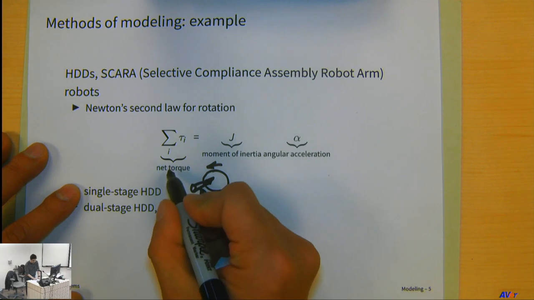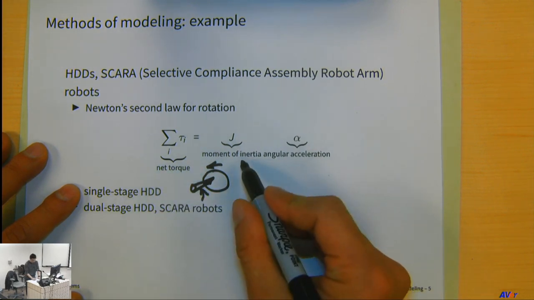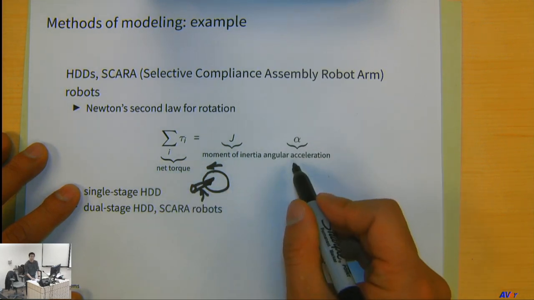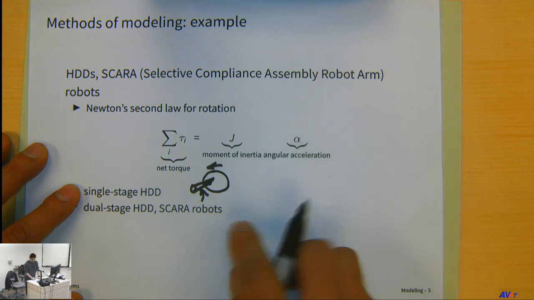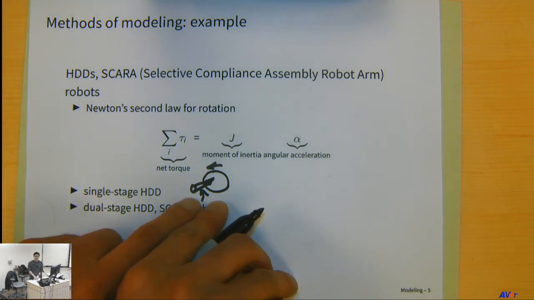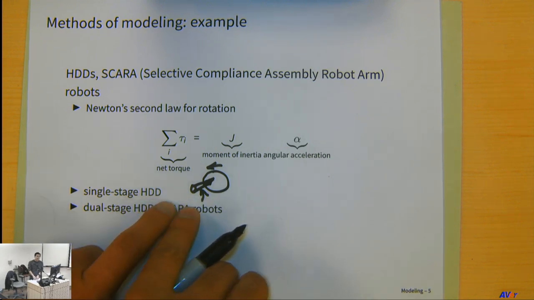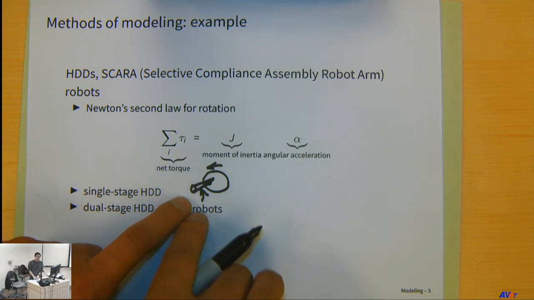Exactly using this formula, we have the net torque is going to be equal to the moment of inertia times the angular acceleration. By looking at this, we'll be able to understand this is a second order system if I treat the position as my desired output, right? So this is utilized over here. In practice, this is just the main dynamics of the plant.